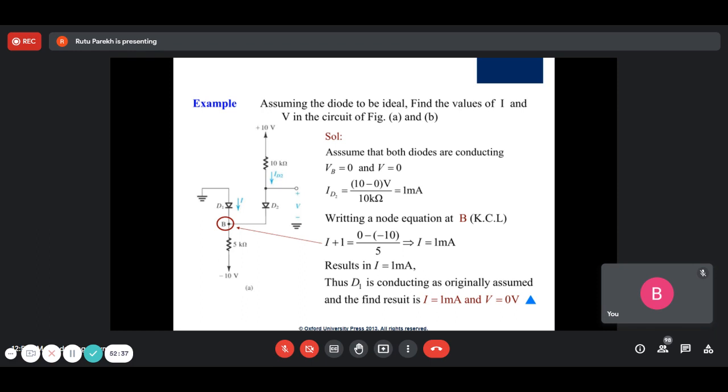Ma'am, I am saying, what if we assume D1 to be off and D2 to be on? I is passing through D1. And in your assumption, you are telling that this is conducting and this is not conducting. Now, if this is not conducting, you are already killing I. It is 0. Okay, then go ahead and check it out. So I is 0 in that case. Then you find out V, and then you find out ID2 and V.